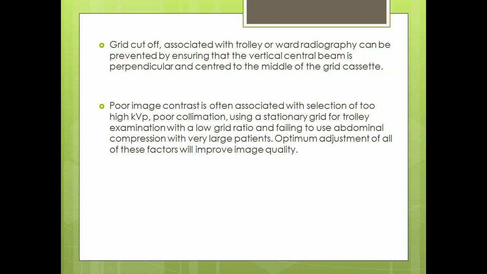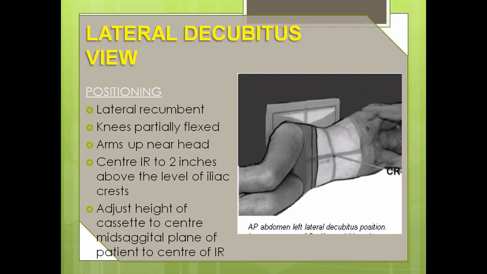So poor image contrast is associated with high kVp, poor collimation, and using a stationary grid. Sometimes we have a low grid ratio, and due to that there will be more backscatter. Sometimes you are not able to use abdominal compression, and when a large patient comes, you are not able to get the proper radiography. So all these factors definitely affect abdomen radiography. You have to be concerned about them whenever you are taking radiography.